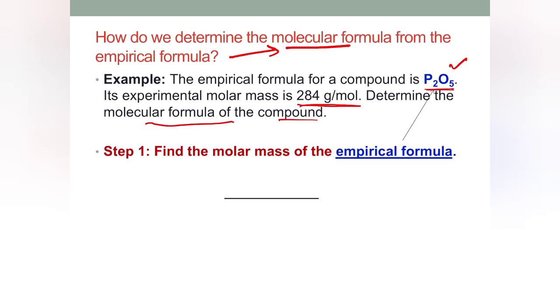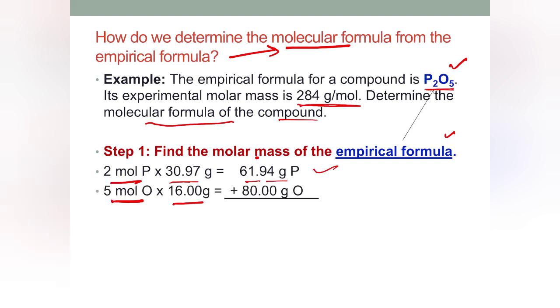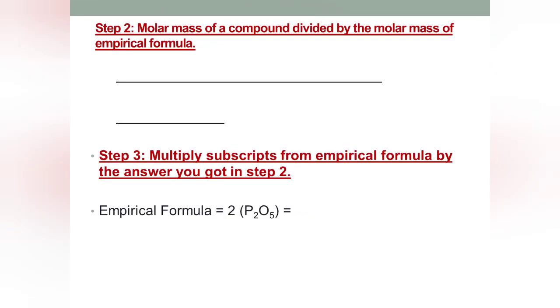Now, how do we calculate it? Find the molar mass of the empirical formula. Very first, we have to calculate the molar mass for the empirical formula. Here, 2 moles of phosphorus multiplied by the molar mass, 30.97, gives 61.94 gram of phosphorus, and 5 moles of oxygen multiplied by the 16.00 gram molar mass of oxygen gives 80 gram of oxygen. Now the total molar mass of the empirical formula is 141.94 gram. So in the first step, we calculate the molar mass for the empirical formula given in the problem.